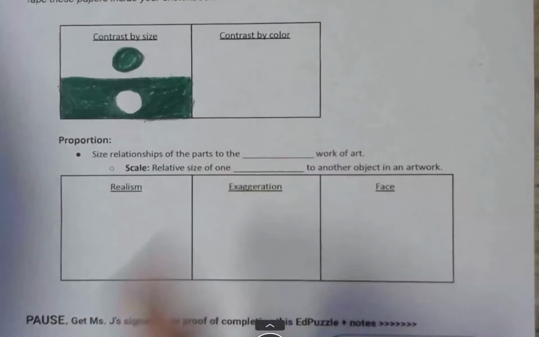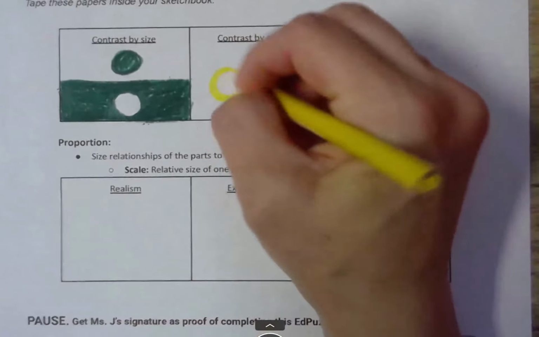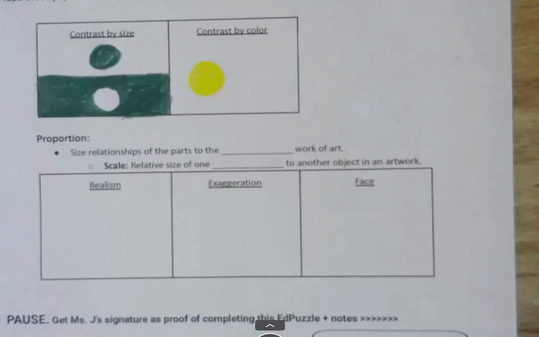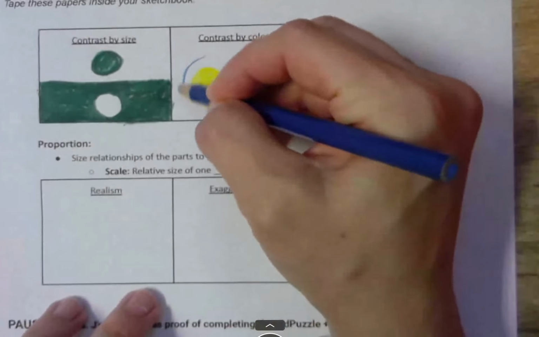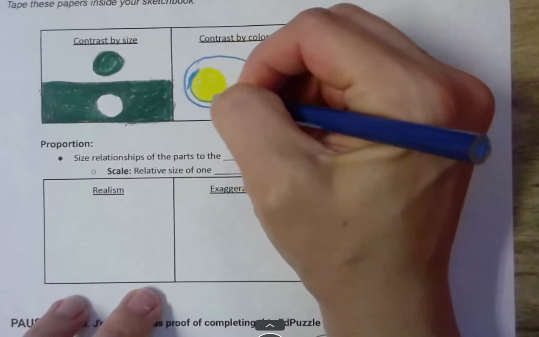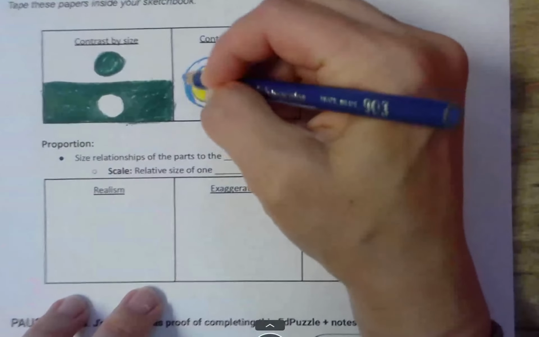Contrast by color. So what I'm going to do is put a yellow circle and add blue around it. And that blue will contrast with the yellow.